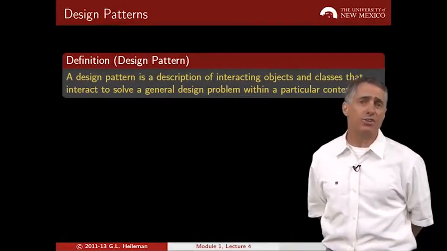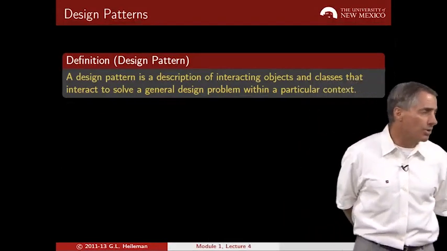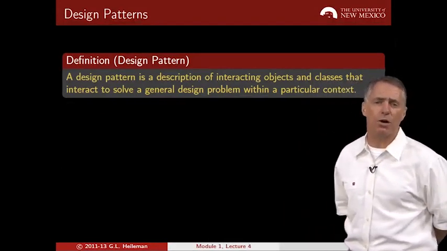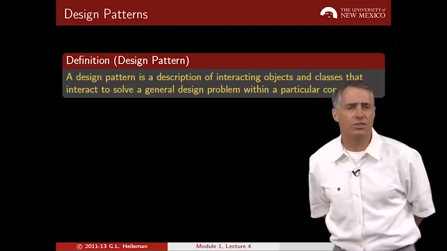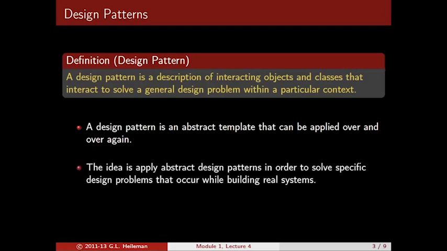A design pattern is a description of interacting objects and classes that interact in order to solve a general problem within a particular context. So what does this mean? A design pattern is just an abstract template that can be applied over and over again to solve a generic problem. The idea is you apply the abstract design pattern in order to solve a very specific concrete design problem that occurs while you're trying to build a real system.